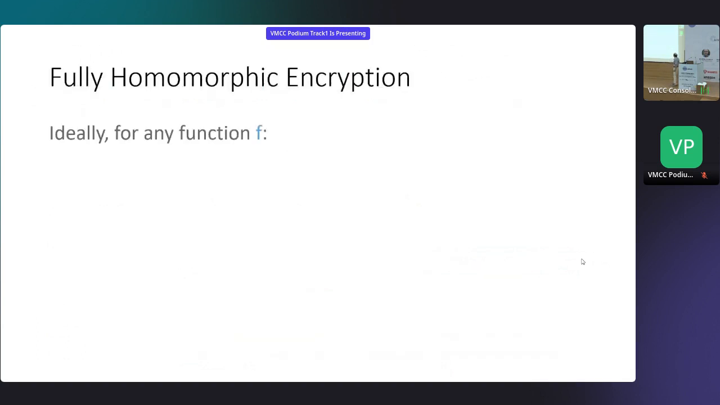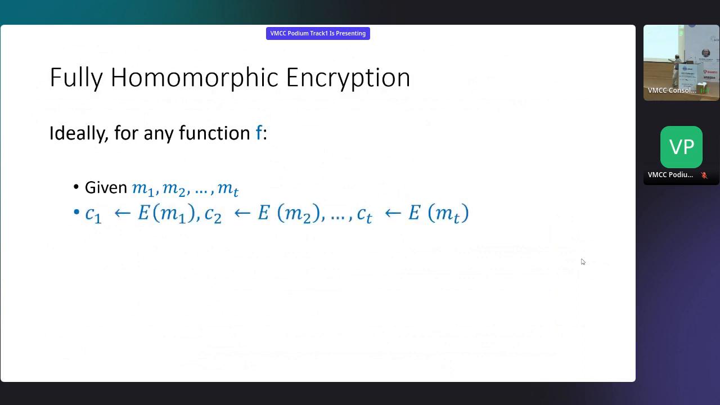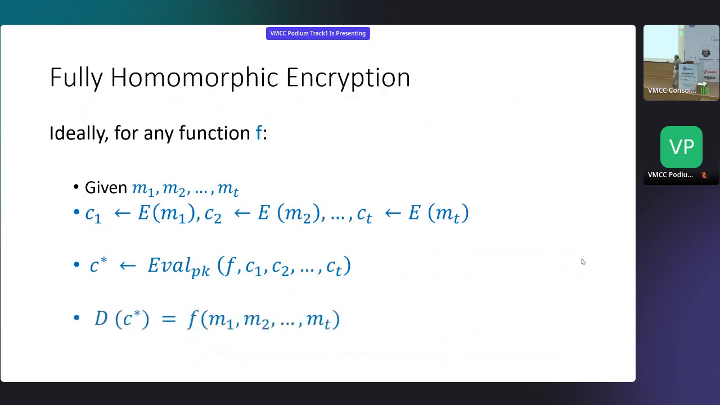So this is what we are going to try and do now, is how to do this in an efficient way. Ideally for any function f, given a set of messages m1 through mt, I can encrypt them, and then using some private key, you can compute a function on these different encrypted values, and you get a value back that has the result of the function itself. In my examples, I was either doing multiplication or addition.